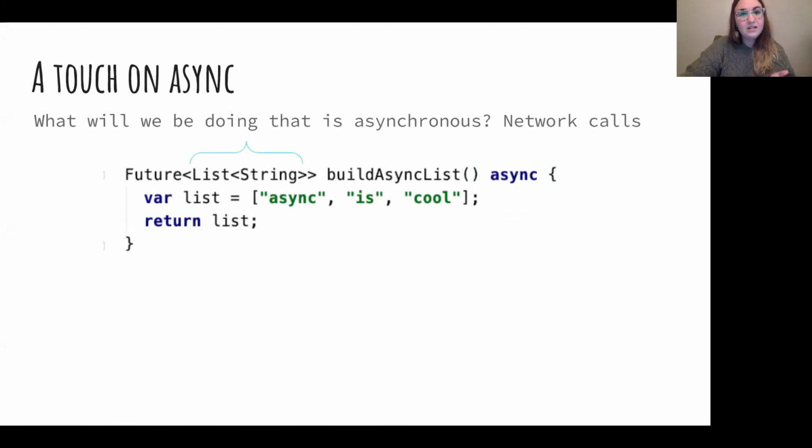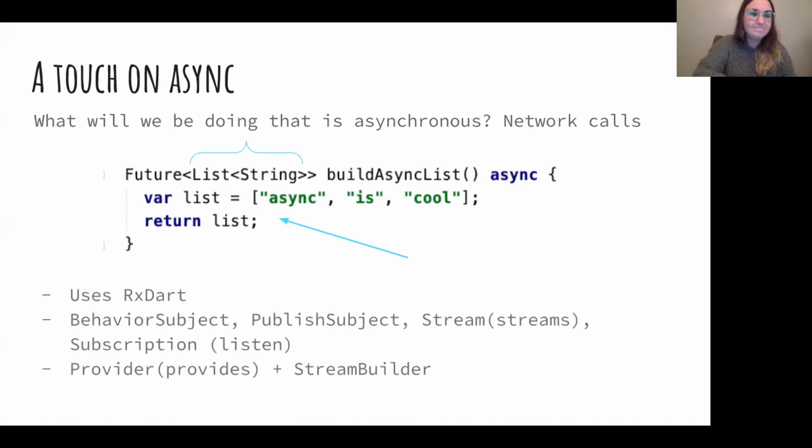If you notice here, this future has a template type of list string, and inside my function, all I do is return that external type, and everything else is done behind the scenes.